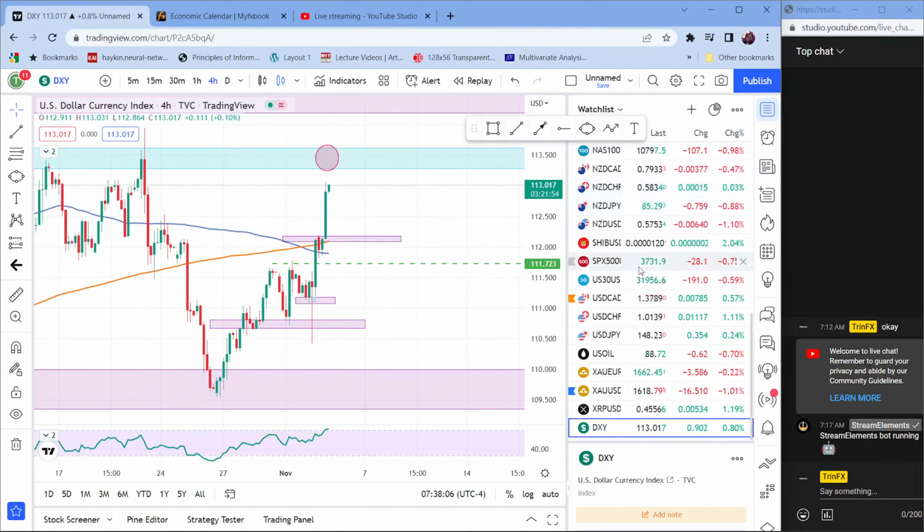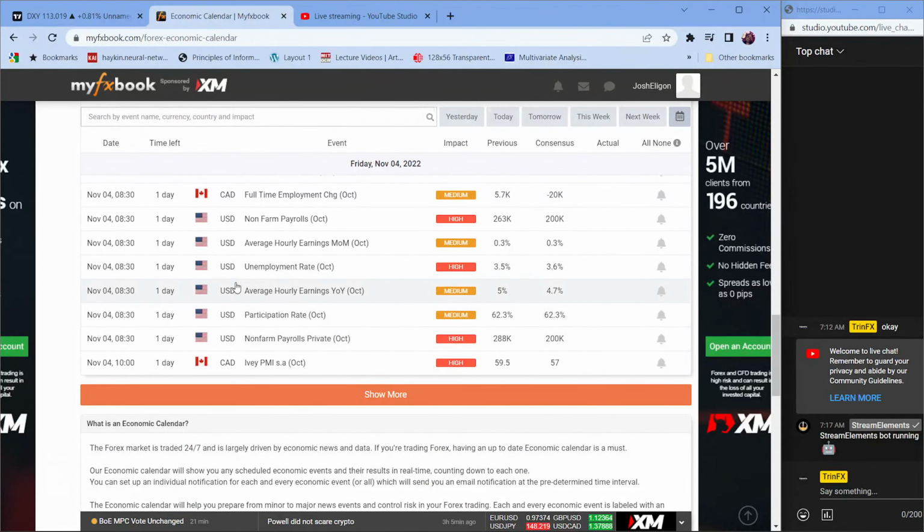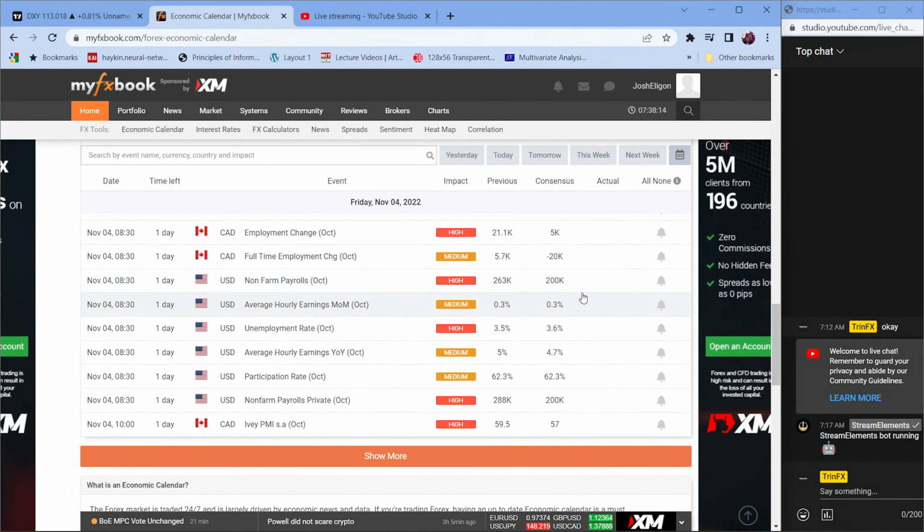Especially if you are looking to long the US dollar, you should be aware of these news events that are coming up. The jobless claims as well as NFP. We talked about this on the last one as well with the consensus having bad numbers, right? So 63,000 less than the previous. So we should take that into consideration if you are going to long the US dollar.